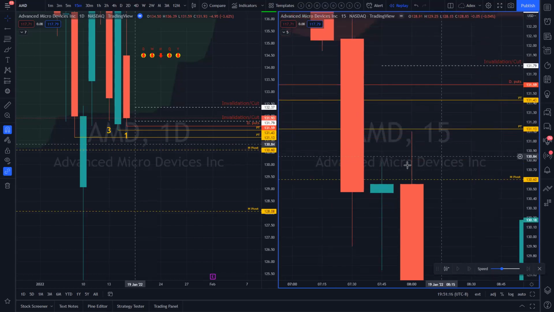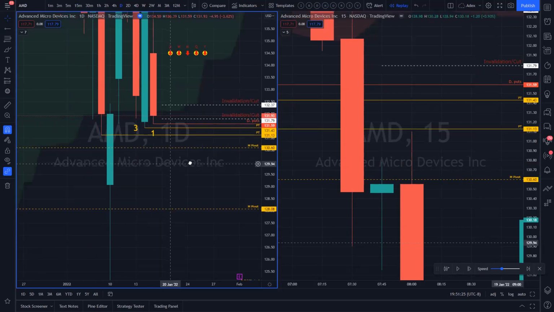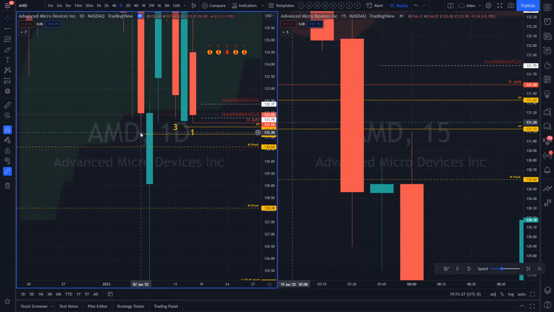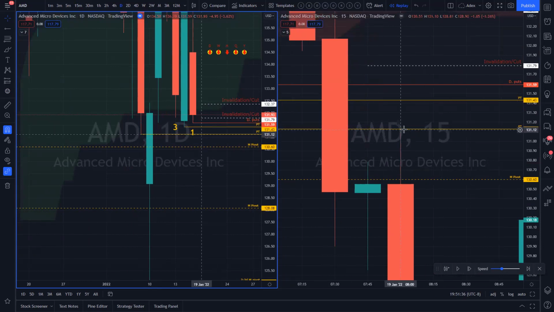On the 15-minute, it retests this price target. This price target, remember, this price target right here at 131.13 was created on January 7th. It is the down wick on January 7th. So how is it that some guy on January 7th, all of a sudden pricing just react to it?